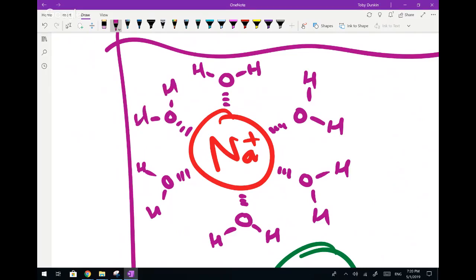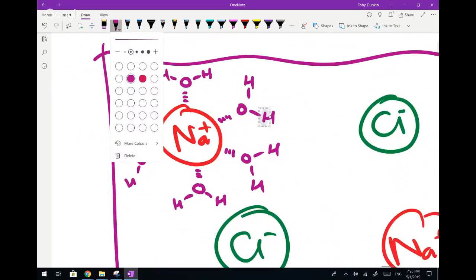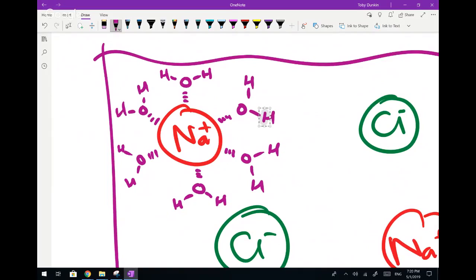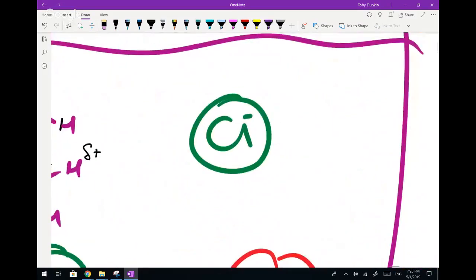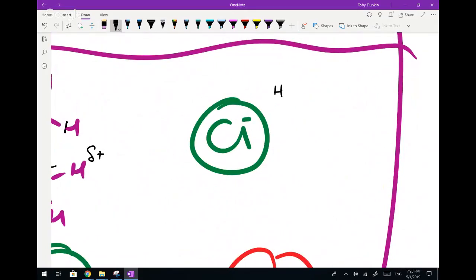On the chlorine side, just to explain why the O's go for the Na like that, that's because the oxygens are slightly negative. The hydrogens in water are slightly positive. So what's happening in terms of the chlorine is this. The water molecules actually spin round and they form electrostatic attractions to the chloride ions like this.